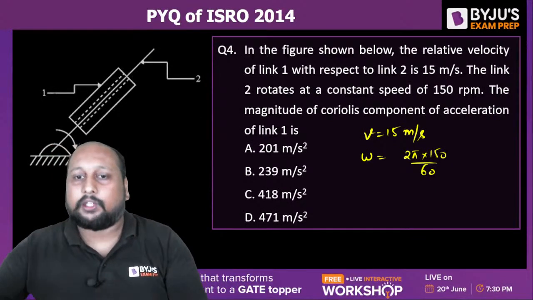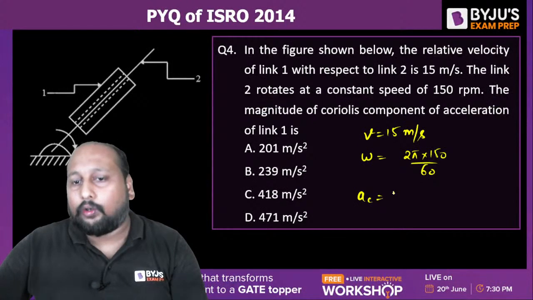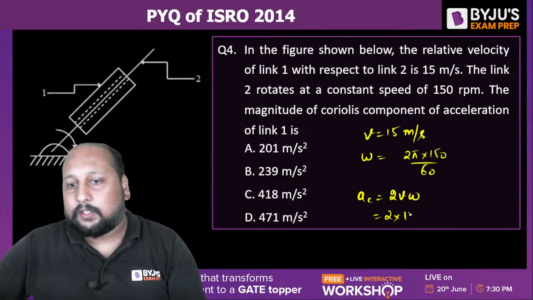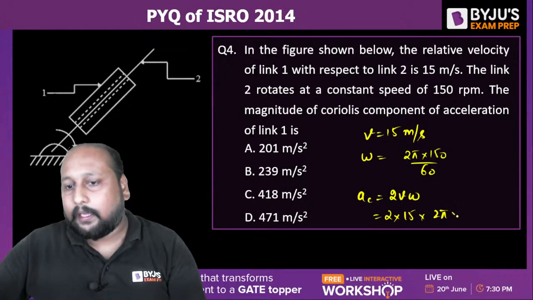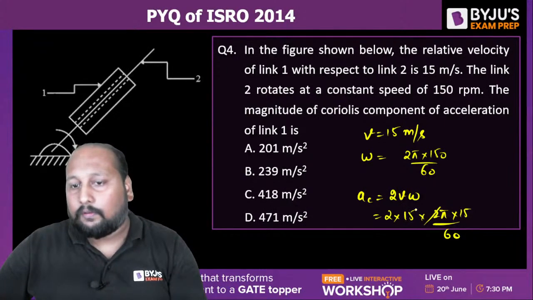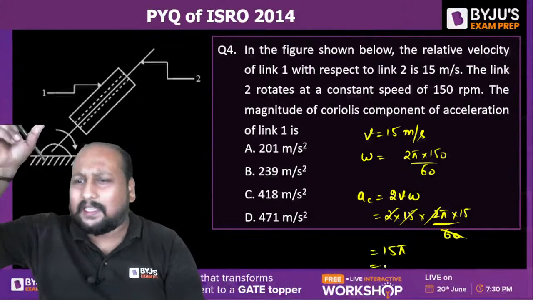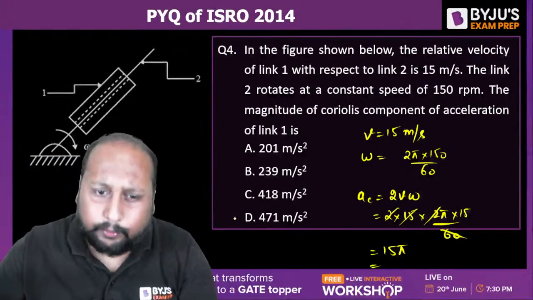Simple calculation. The Coriolis acceleration is equal to 2 into V into omega. 2 into velocity 15, that is 2 into pi into 150 by 60 into 15. So this is 450 over 60, cancel out, this is 15 pi. 15 pi is somewhere around 450 se zyada. It should be more than 450. Option D is the correct answer.